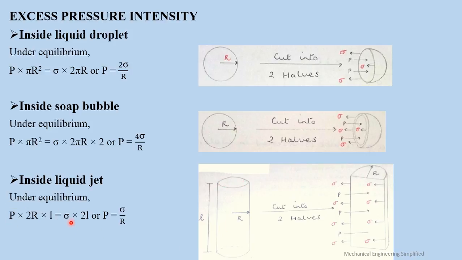P into 2r into L is equal to sigma into 2L. What is this? Sigma is the surface tension. And what is this? 2L. This is one L and this is another L. That is sigma into 2L. We won't consider this line and this line in this addition because we are considering a long jet, a long pipe kind of a system. So we will just consider this sigma into 2L, and from this we get P is equal to sigma by R. Also it can be again changed in terms of D by taking R is equal to D by 2.